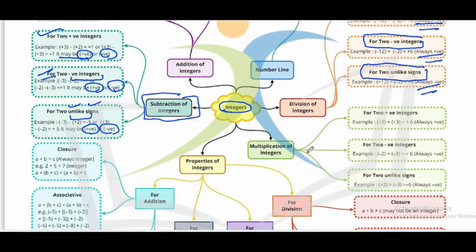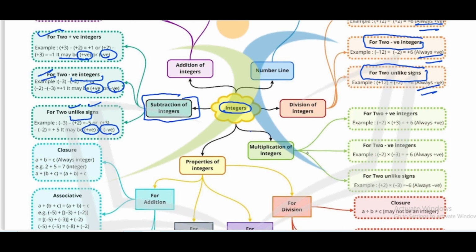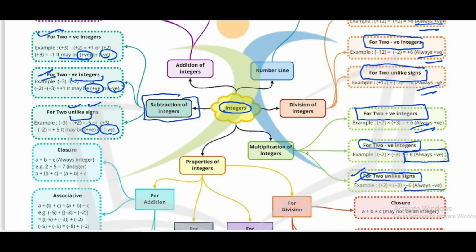Then the multiplication of integers. For two positive integers, if we multiply them, then the answer is a positive integer. Same as that, if we multiply two negative integers, then the product is a positive integer. Same as if we multiply two unlike signs, one positive and one negative, then the answer is a negative integer.